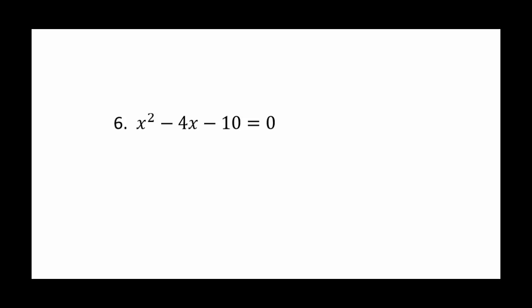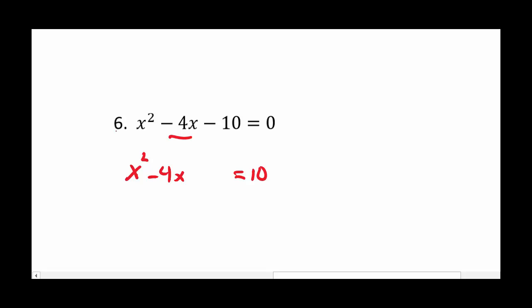Okay, number 6, this is a great candidate for completing the square. And the reason why I know that is I'm going to look at the middle term, and if the leading coefficient is x squared, so just 1 x squared, and there's an even number for the middle term, so the x, that's a great one for completing the square. So I'm going to bring the 10 over, so it's going to become plus 10.